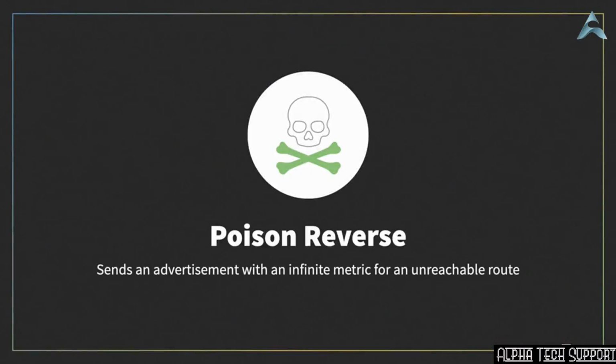This says when a network goes down, a router is going to advertise a poisoned route, a route with an infinite metric, saying that this route is unreachable.